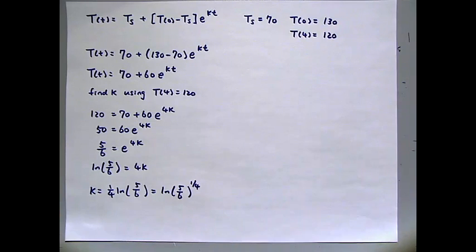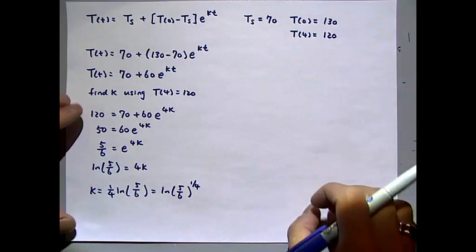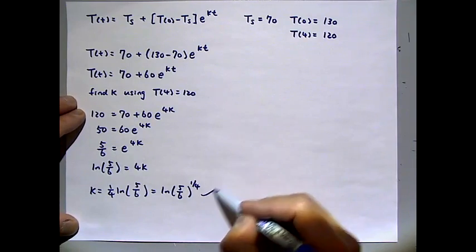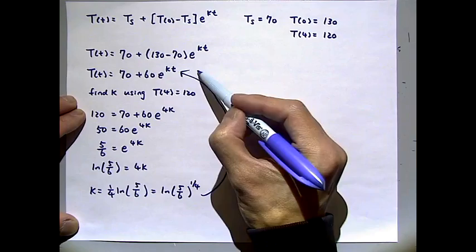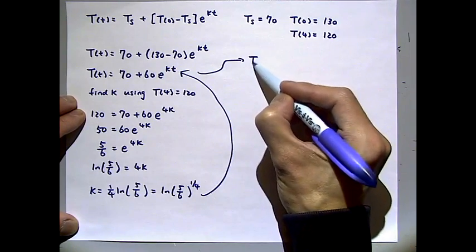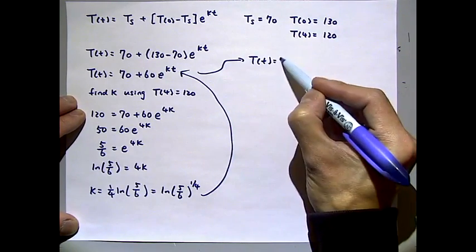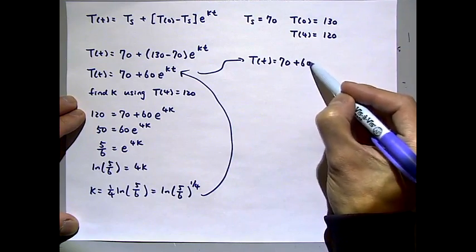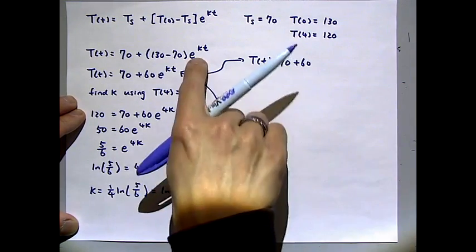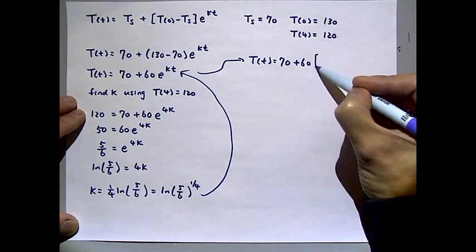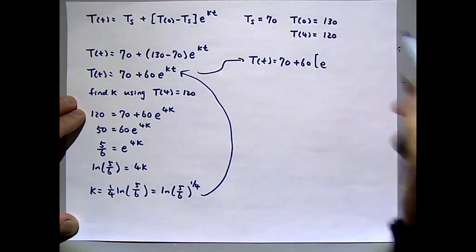And we can write K as 1/4 ln of 5 over 4, or ln of 5 over 6, to the power of 1 over 4. Okay, now we take this value of K, plug it into that equation, and rewrite it. 70 plus 60 e to the K to the power of T. Like we did last time, I'll write e to the K in the brackets.